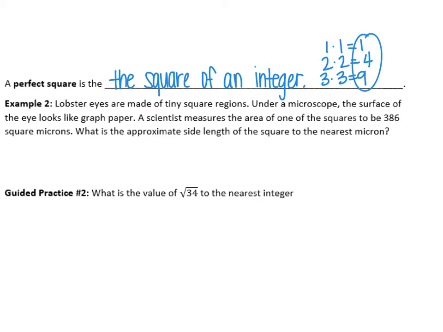Well, if the area of the square is 386 and area equals the side squared, and they're asking me for the side, then all I have to do is take the square root of 386 and I'll get a side. Well, the square root of 386 is not a perfect square, so you'll have to estimate.